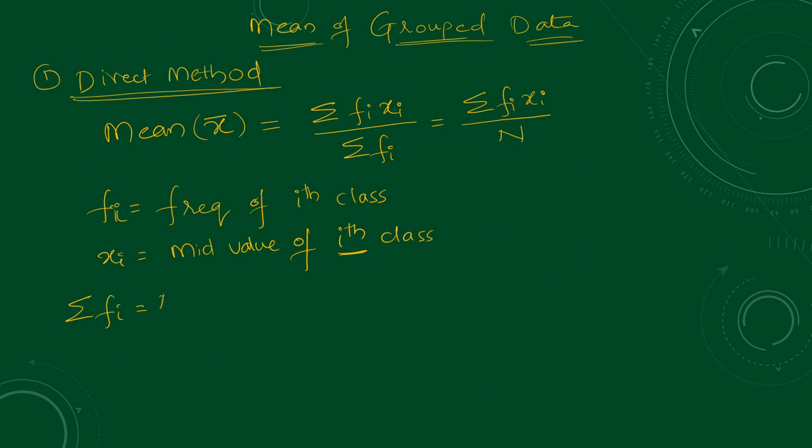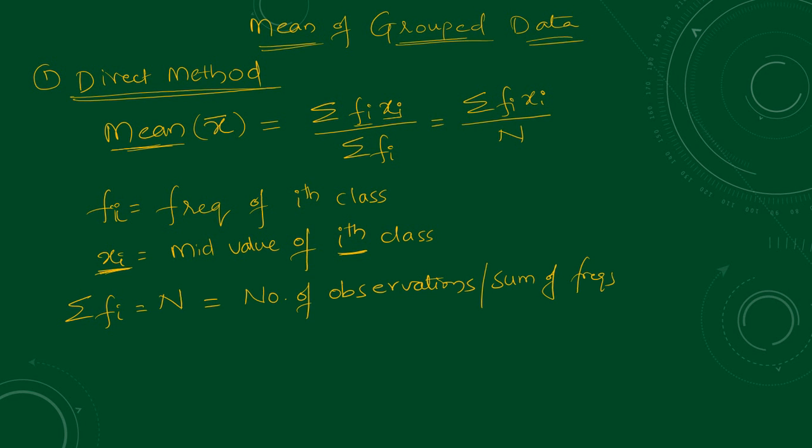Summation of f i is represented by n. Here n is simply the sum of frequencies or number of observations. Sum of frequencies or number of observations, both are the same. Okay, now in this particular mean we are going to make use of frequency and mid values. These mid values are very, very important, right?